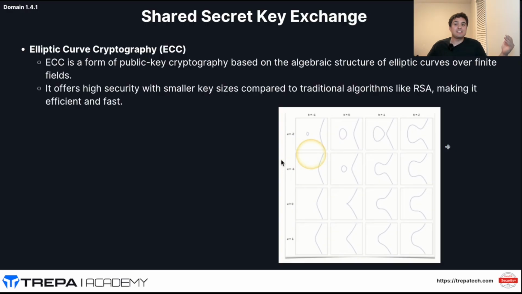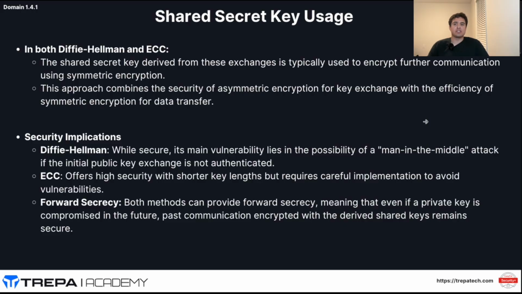Awesome. ECC does the same thing. Just a definition of ECC real quick. ECC is a form of public key cryptography based on the algebraic structure of elliptic curves over finite fields. Just memorize that acronym, okay? So shared secret key exchange, just to define it more. In both Diffie-Hellman and ECC, the shared secret key derived from these exchanges is typically used to encrypt further communication using symmetric encryption. This approach combines the security of asymmetric encryption for key exchange with the efficiency of symmetric encryption for data transfer. Those steps: asymmetric, secure key exchange, symmetric encryption. That's the steps we get.